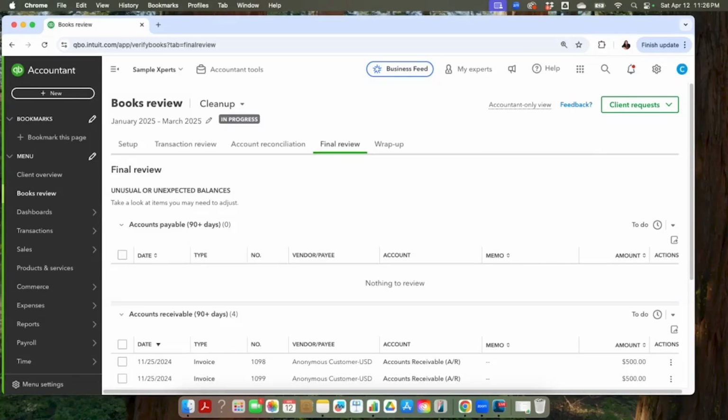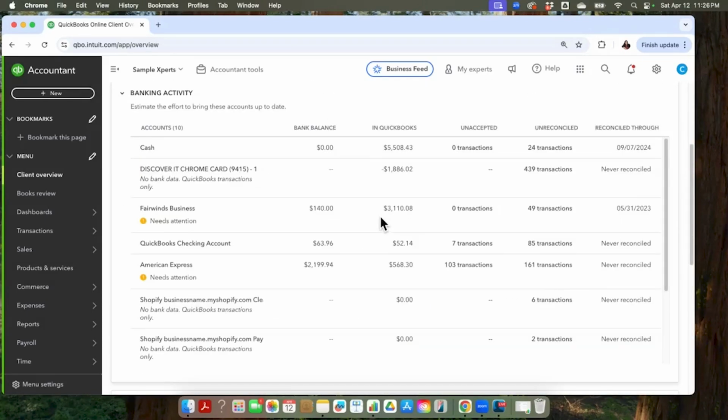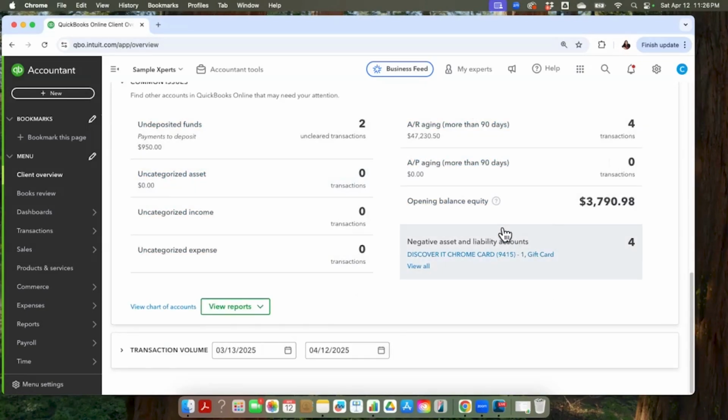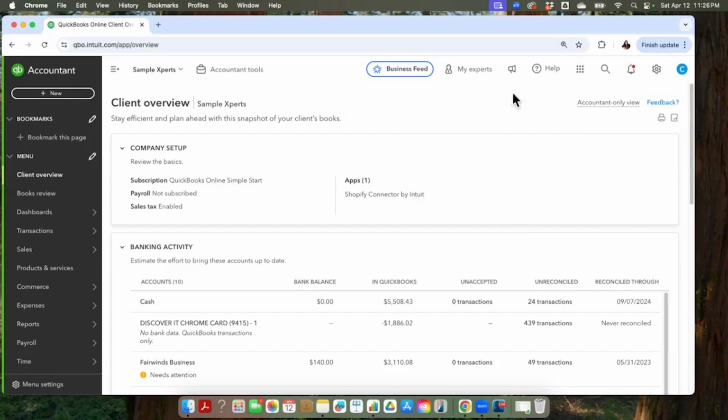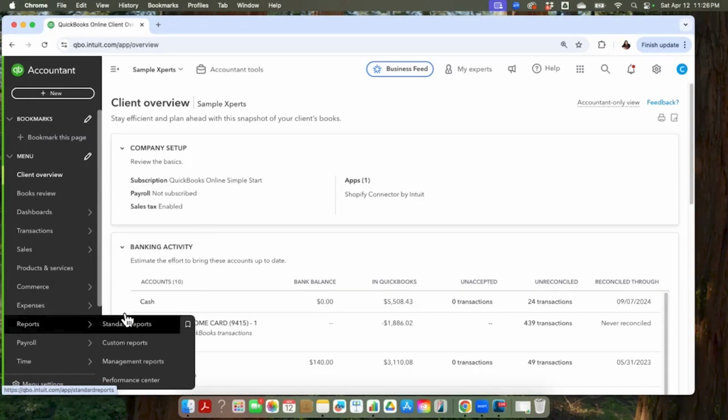All right, let me go back here. Hopefully this was useful to you. At the end of the day, you want to make sure that everything is done here. If you're a bookkeeper, if you're a client, you want to make sure that everything is done here too. There's no pending transaction, no negative. So you can go ahead and submit to your accountant. Another tip is to go into the reports themselves.